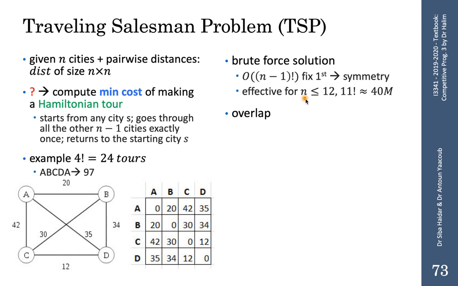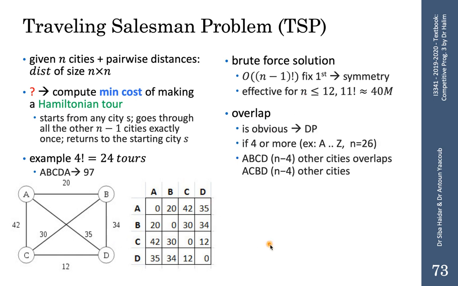The first thing we can think of is to see whether there is overlapping, because if there is overlapping in the solution enumeration, maybe we can make the complexity lower by using dynamic programming. And the overlapping here is, as you can guess, obvious. Let's take the example of n equal 26 cities, where we label the cities using all the alphabet from A to Z.